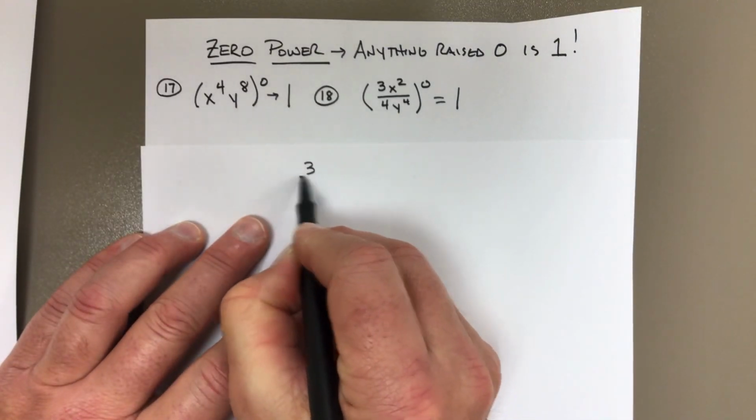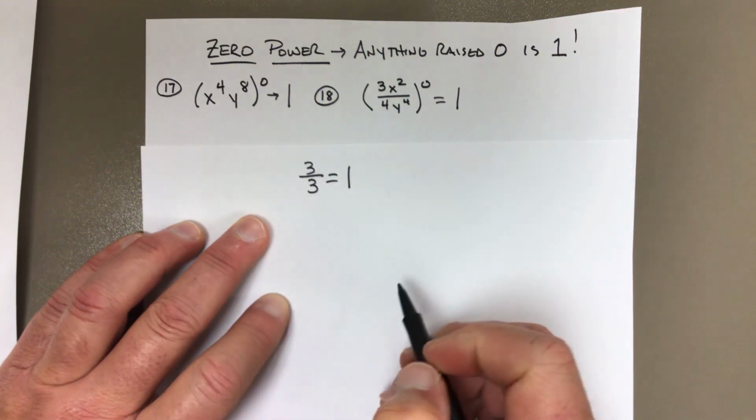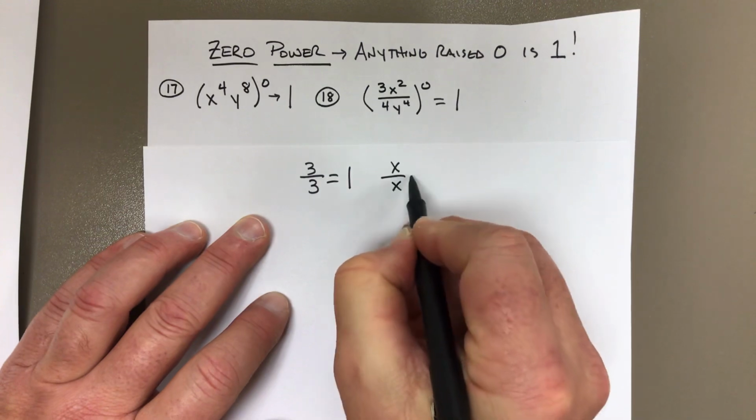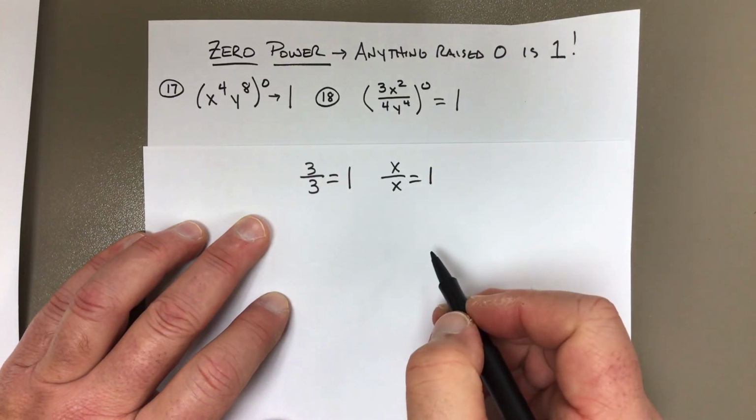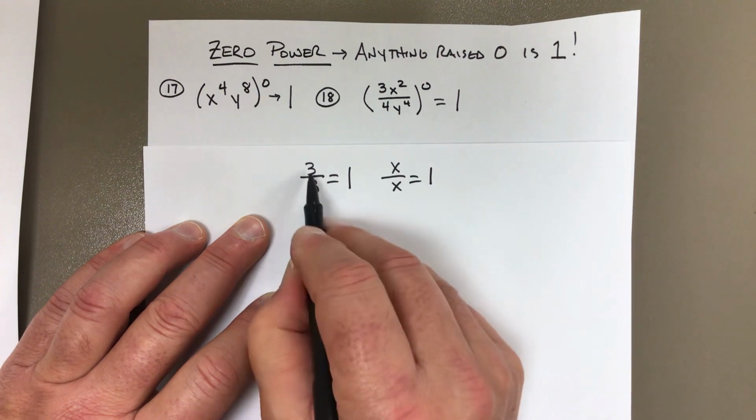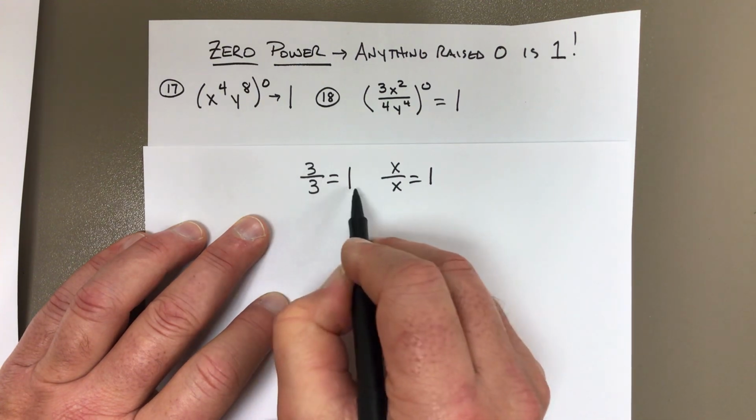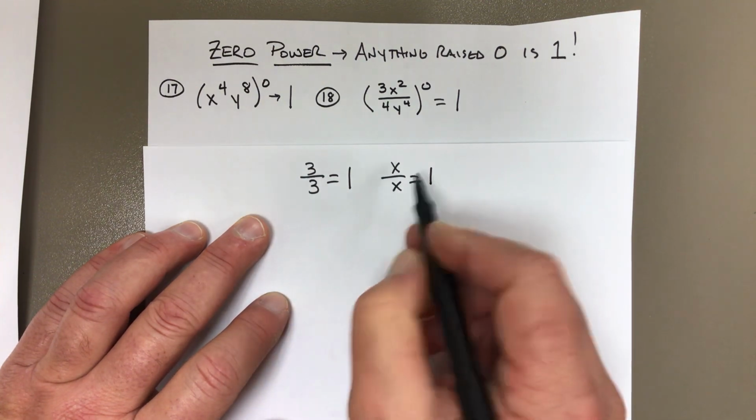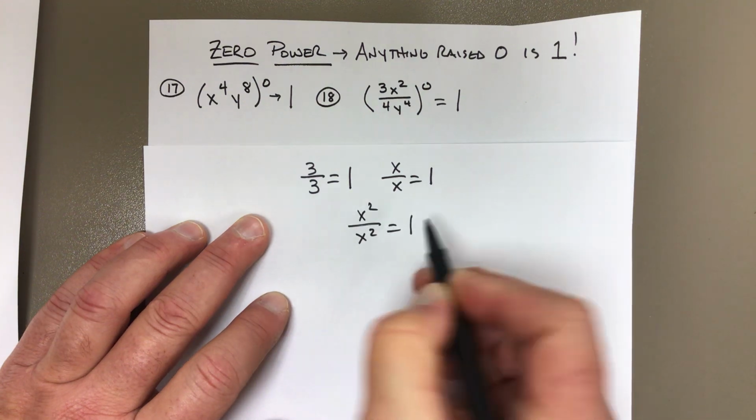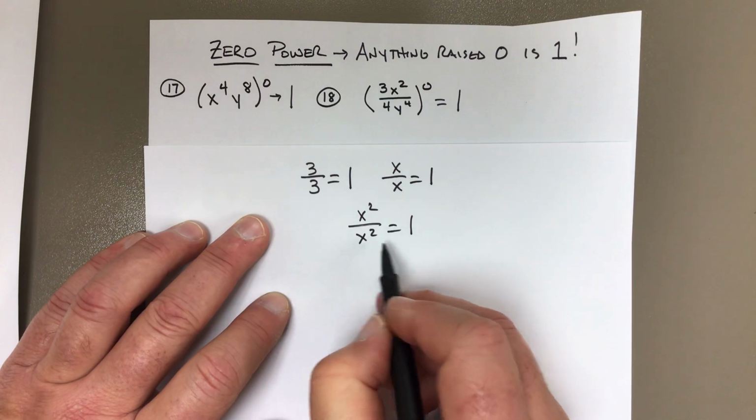Anything divided by itself is 1, right? 3 divided by 3 is 1. Even x divided by x is 1, right? Because x can be any number we want, so we're going to pick 3. 3 divided by 3 is 1, we just proved that. So even if we had x squared over x squared, that's still 1. Anything divided by itself is 1.